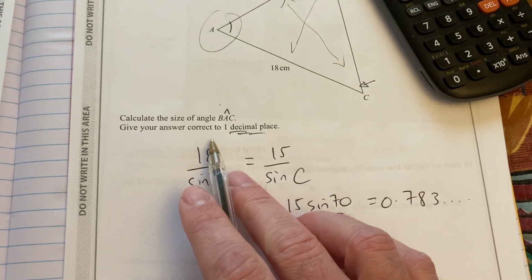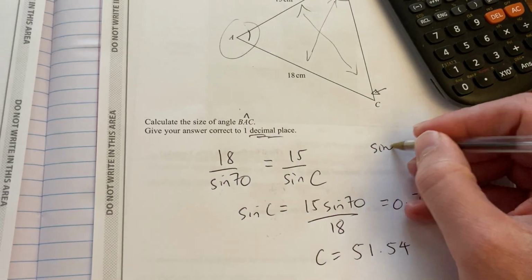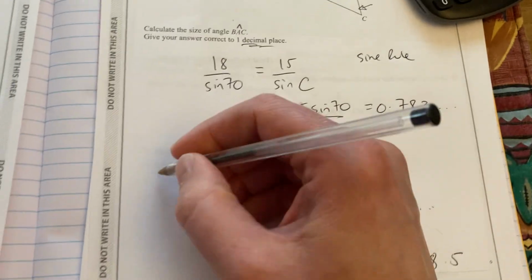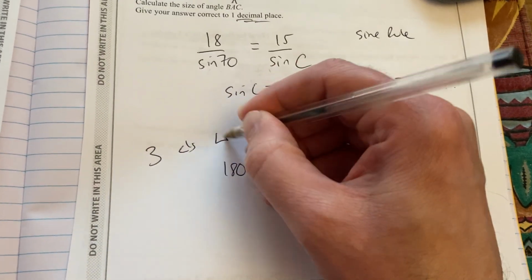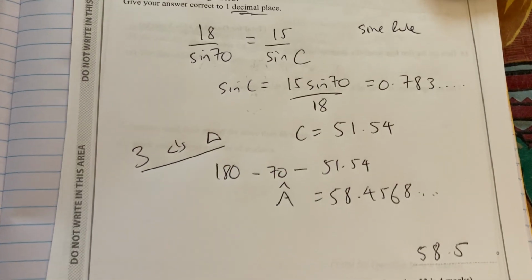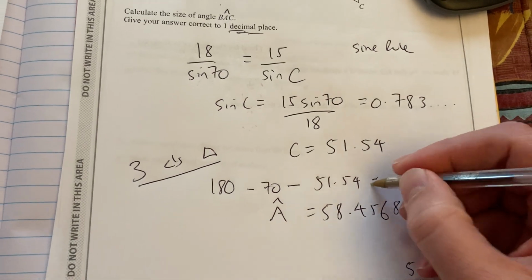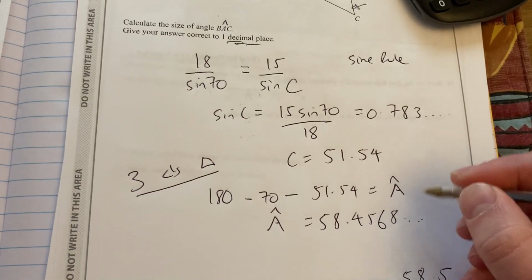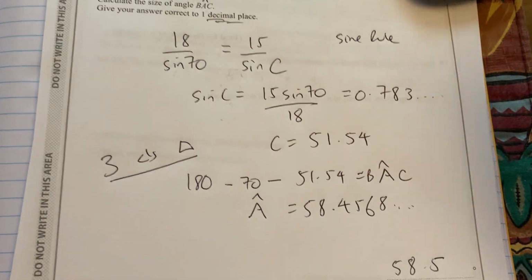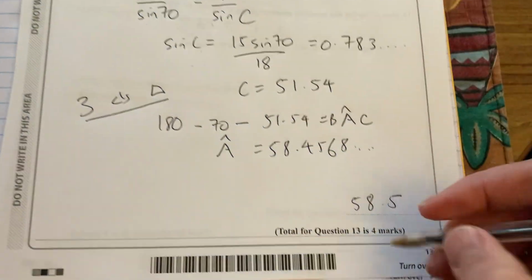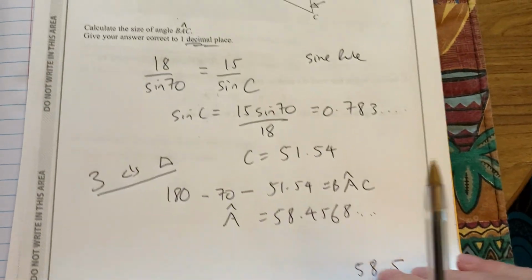Didn't say we need to use the reasons, but I've used the sine rule here, and I've used 3 angles of a triangle, it's a bit of shorthand there, to give us angle A. Well, let's put it as BAC there. Okay, another 4 marks, so they're quite chunky, these questions here.